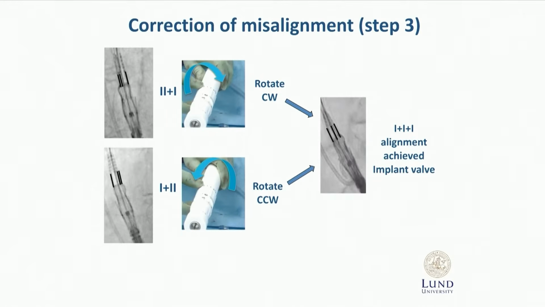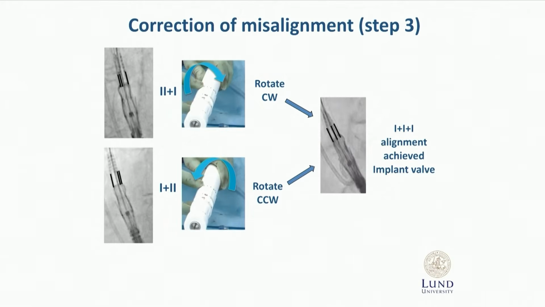How do we correct this? This is the third step of the process. If you identify a 2 plus 1 configuration, you do a clockwise rotation of the handle about 180 to 270 degrees while watching the 2 corn cobs and the stalks change into a 1 plus 1 plus 1 configuration. Once you reach this configuration, you know you're aligned and you can implant the valve.